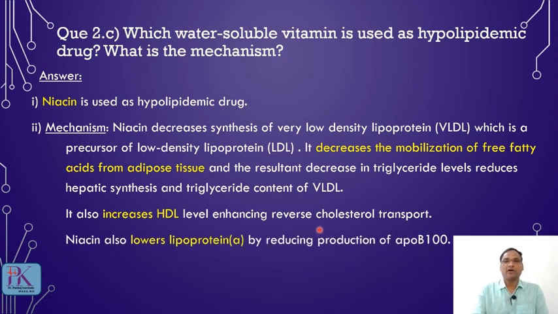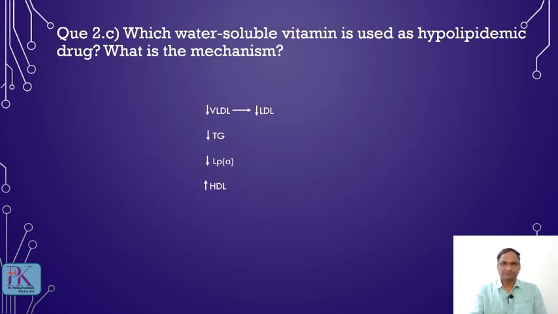Next mechanism, lowering of the lipoprotein A level. It lowers lipoprotein A level by decreasing the synthesis of ApoB100 protein. Lipoprotein(a), with small a, you have to mention this small a in bracket. How? Because for synthesis of lipoprotein A, there is a requirement of apoprotein B100. So as production of ApoB100 is decreased, lipoprotein A, which has a role in atherogenesis, also lowers.